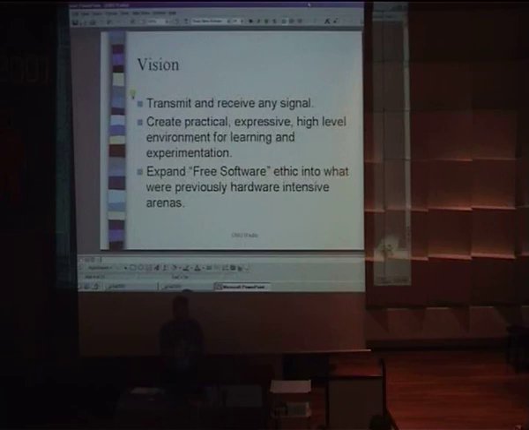The other thing is to really expand the free software point of view, or ethos, into what have traditionally been hardware-intensive areas. It's not that there aren't free software people working on things like open cores or the free CPU, but the goal is to turn it more into a software problem. There's opportunity for more people to participate, to move faster, and to provide a platform to build on.